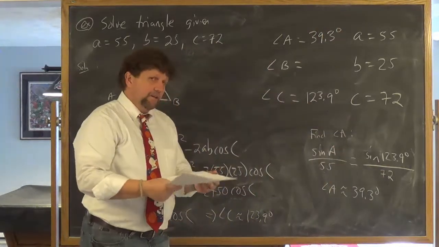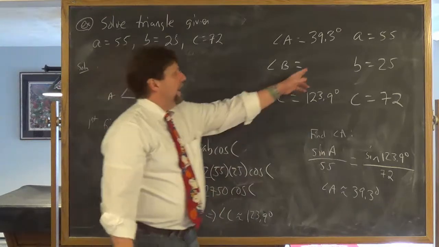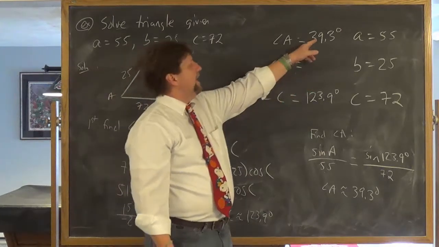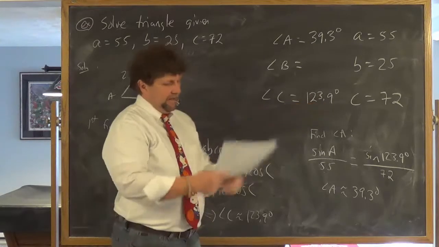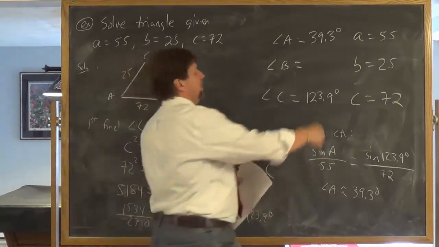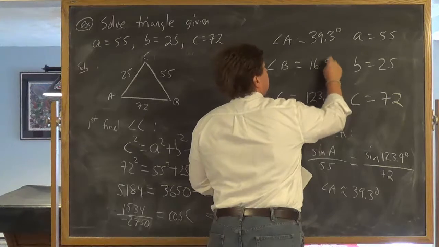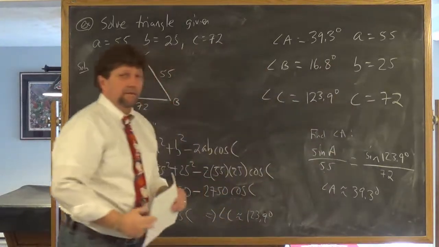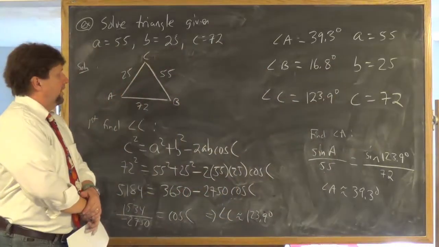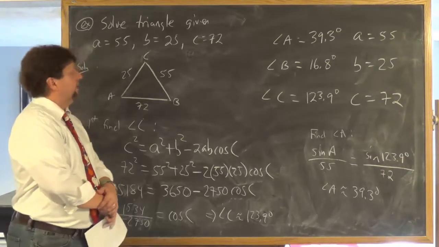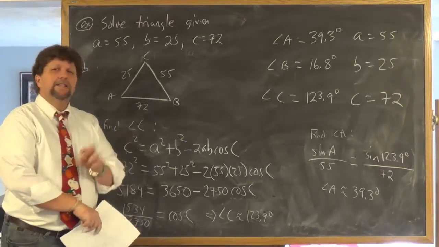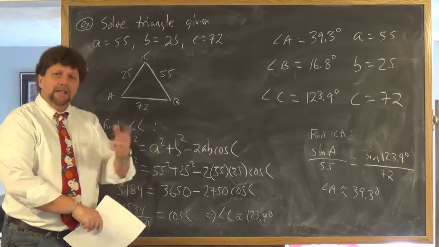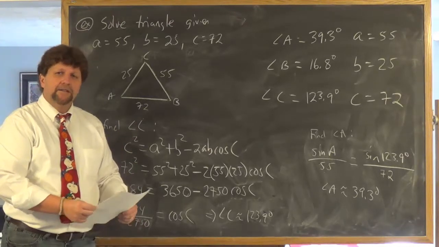So what's left? Angle B. Angle B, just simply take A plus C and subtract that from 180. And that would give an angle B measurement of 16.8 degrees. So that's a quick example of using the law of cosines to solve a side-side-side case. Next example, we'll look at the side angle side.